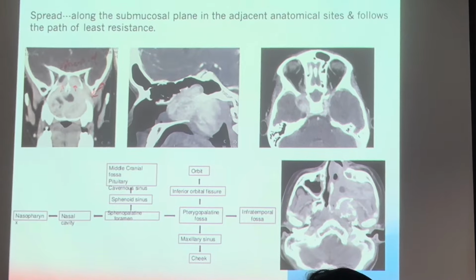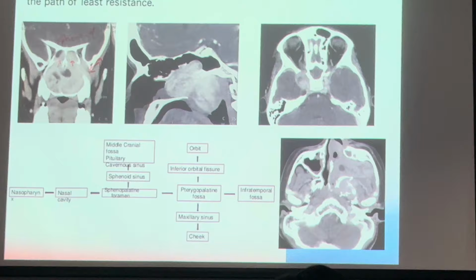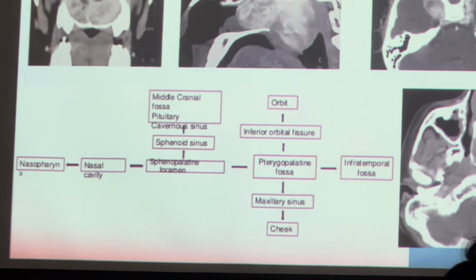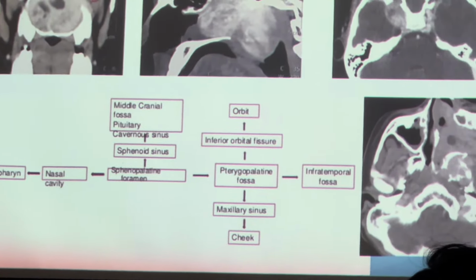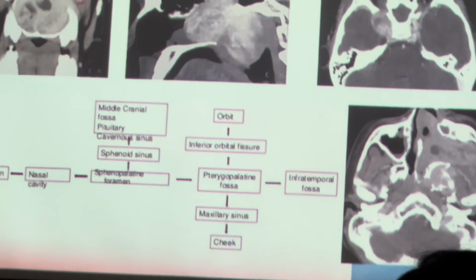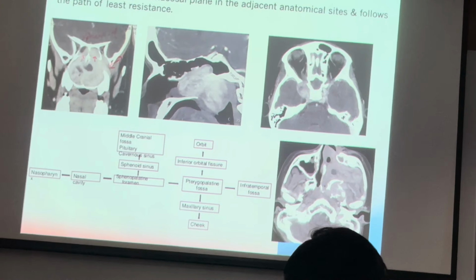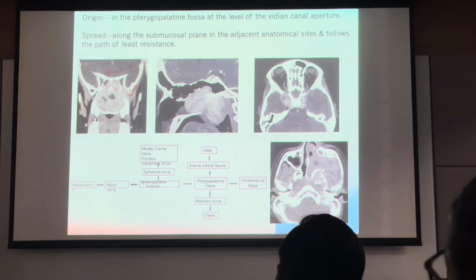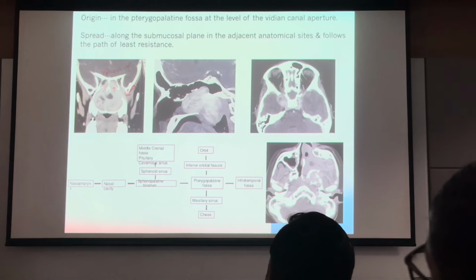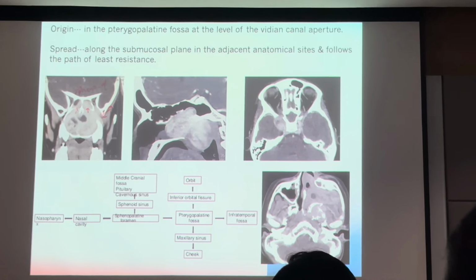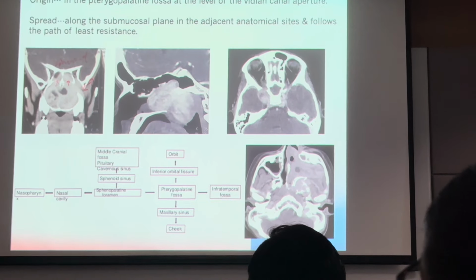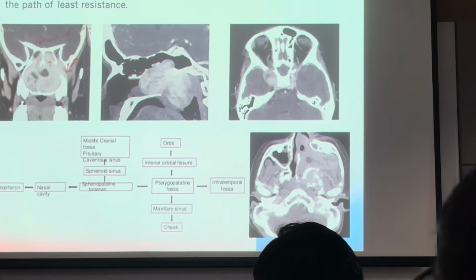So typically it starts from the pterygopalatine fossa. It will go laterally towards the infratemporal fossa. It will go superiorly into the inferior orbital fissure and then into the orbit. Inferiorly it can go to the maxillary sinus and the cheek. Once it starts moving a little medially along the anatomical planes, it can extend from the sphenopalatine foramen into the sphenoid sinus and then intracranially into the middle cranial fossa, and then further medially it can come into the nasopharynx and nasal cavity.